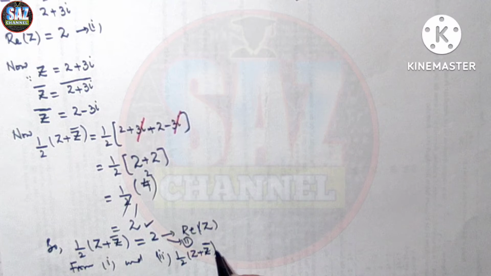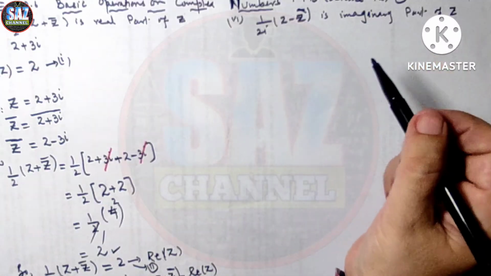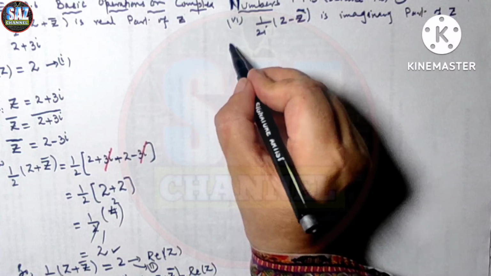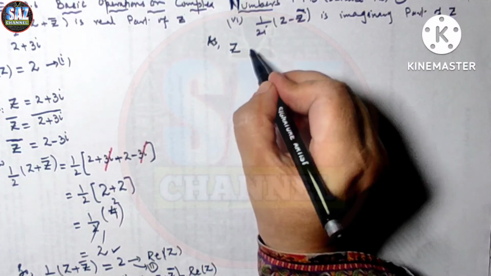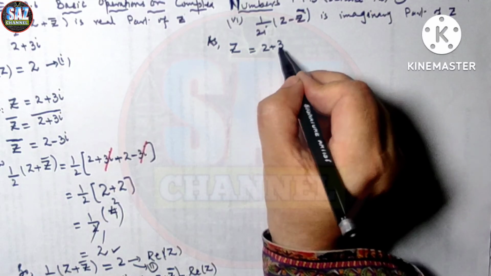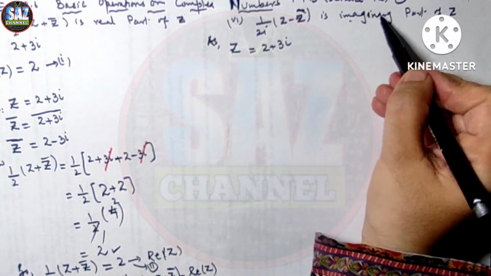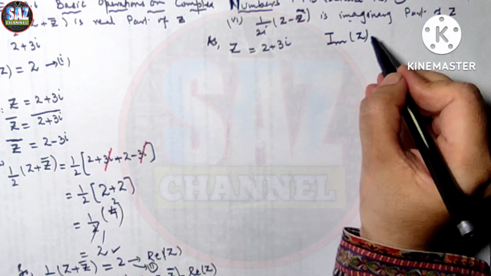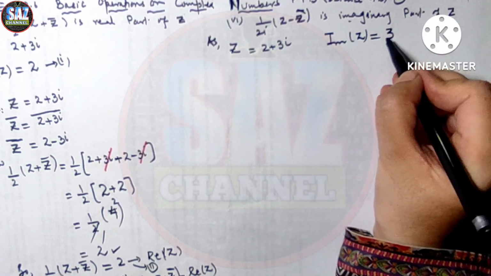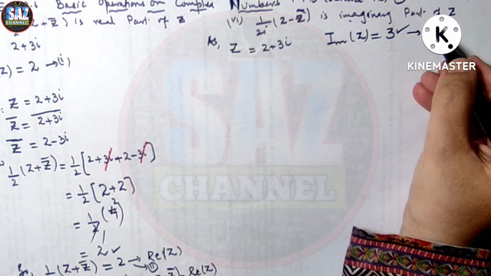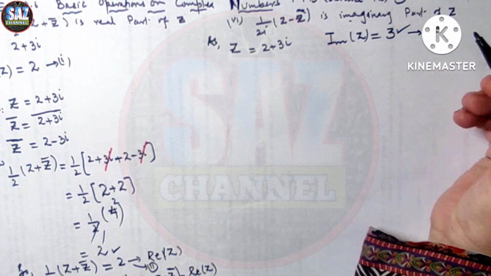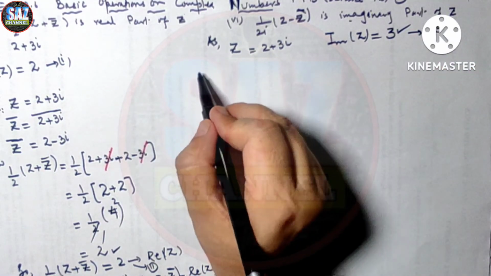Moving to the next part, that is 1 over 2 iota (z minus z bar) is the imaginary part of z. As we have z equals 2 plus 3 iota, now our focus has to be on the imaginary part of z. Imaginary part of z will be equal to the coefficient of iota, which is 3, and let it be a. In the previous part we used the numbers 1 and 2, so let it be a.